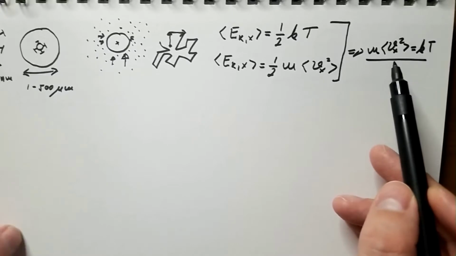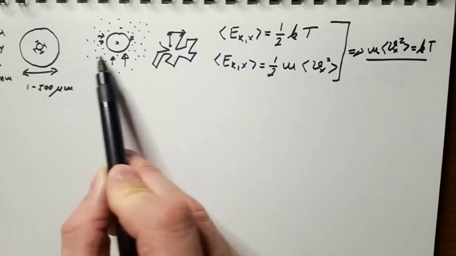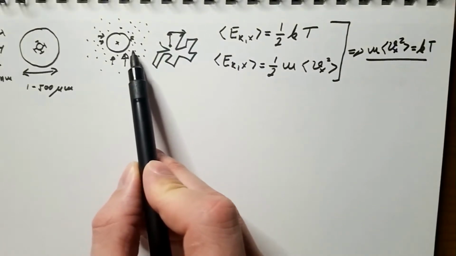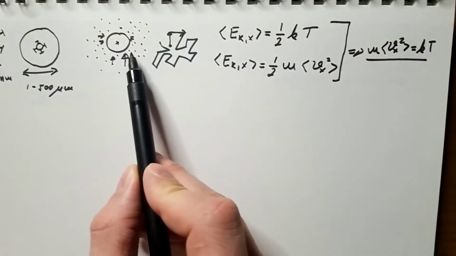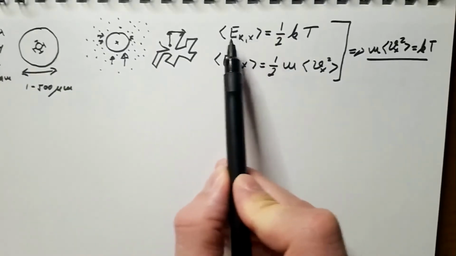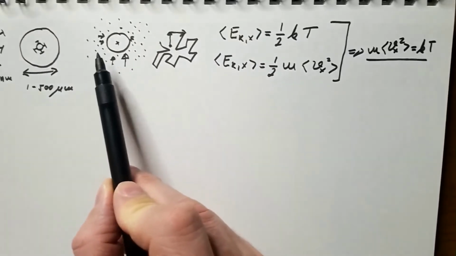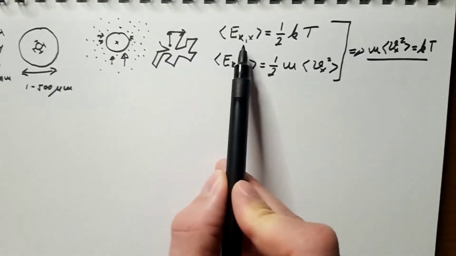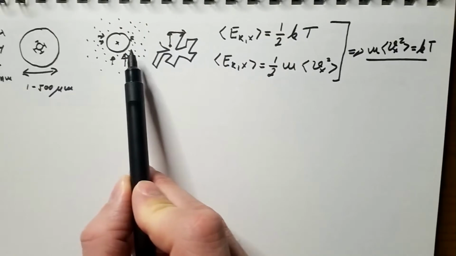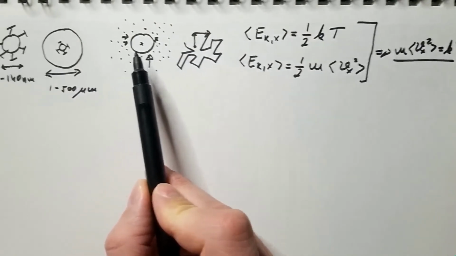For now, you can just remember that these two equations estimate the mean kinetic energy available in these microscopic particles. That doesn't mean that any of these particles has exactly this value of kinetic energy, but some of them have more, some of them have less, but on average this is the kinetic energy available in molecules as well as these microscopic droplets. Okay.